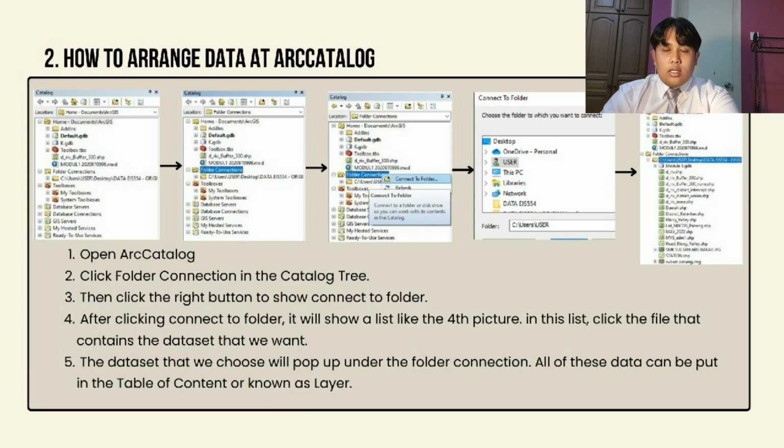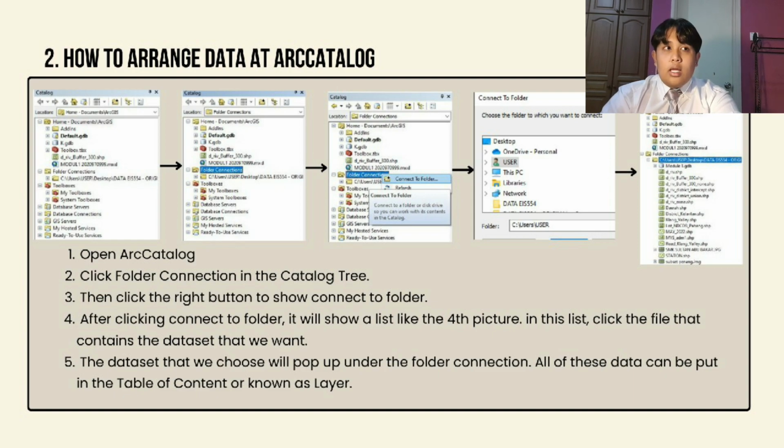The second is how to arrange data in ArcCatalog. We can break it down into 5 easy steps. First, open ArcCatalog and then click folder connection in the catalog tree. Then click the right button to show Connect to Folder. After clicking Connect to Folder, it will show the list. Click the file that we want; as in the method, we will click Module 1. Then the dataset that we choose will pop up under the folder connection. All of these data can be put in the table of contents, also known as layers.